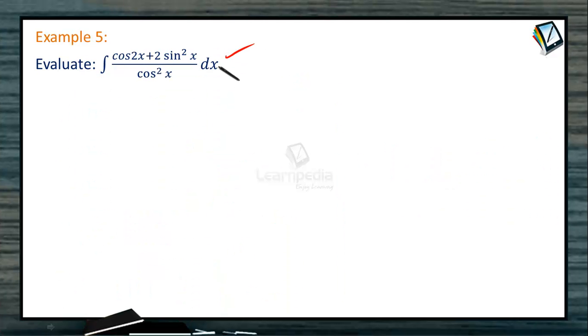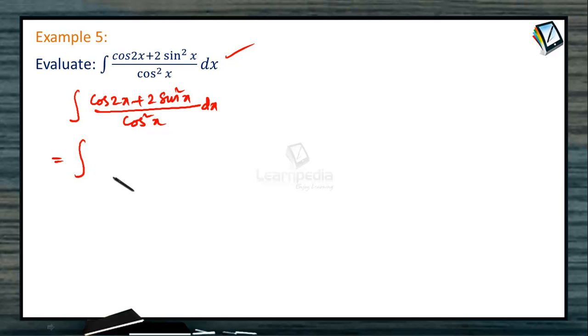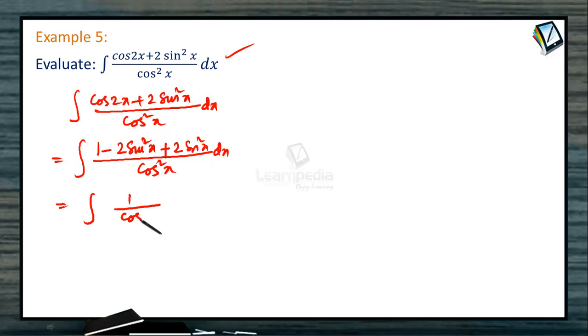Next let us go to example 5. Evaluate the integral of cos 2x plus 2 sin square x by cos square x. Integral of cos 2x plus 2 sin square x by cos square x dx. That is, if I expand cos 2x in terms of sin square as 1 minus 2 sin square x, plus 2 sin square x, by cos square x dx, it employs the integral of 1 by cos square x dx, that is the integral of secant square x dx, which is standard, that is the integral of secant square x is tan x plus c.